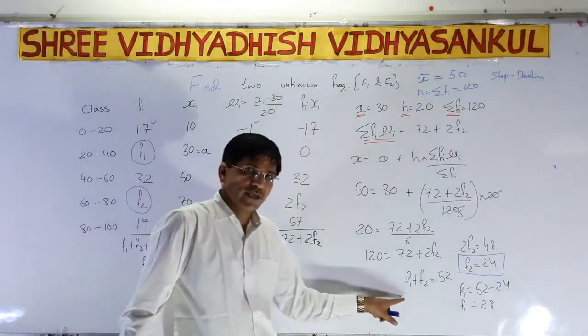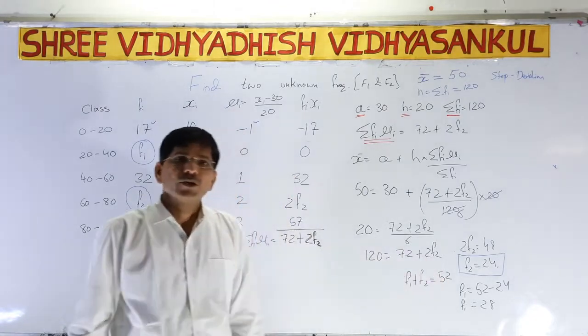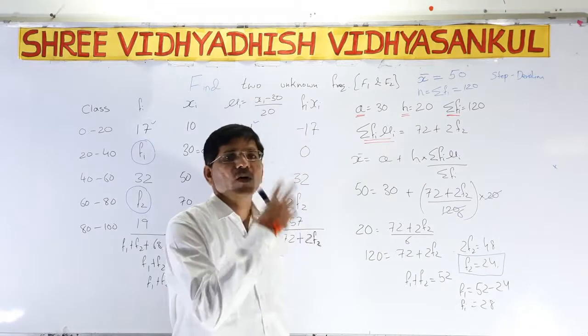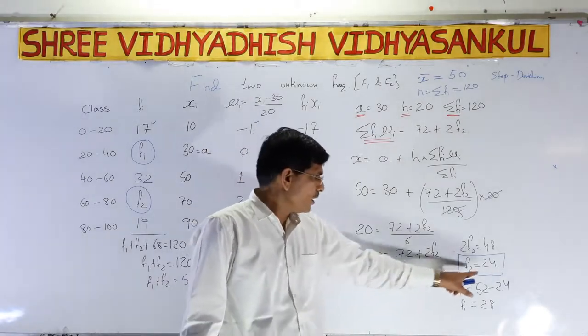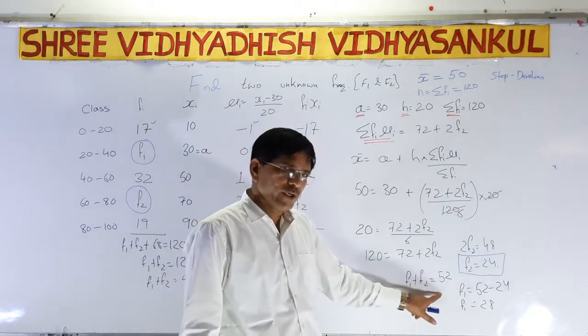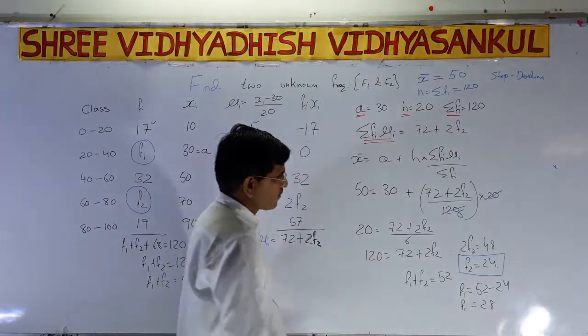Now we know that the sum of the two frequencies, F1 plus F2, is equal to 52. That we already know. It means we have to put one value into the equation. So it's one type of equation: F1 plus F2 is equal to 52. So I have to put 24 here. So F1 plus 24 is equal to 52. F1 is equal to 52 minus 24, that is 28.